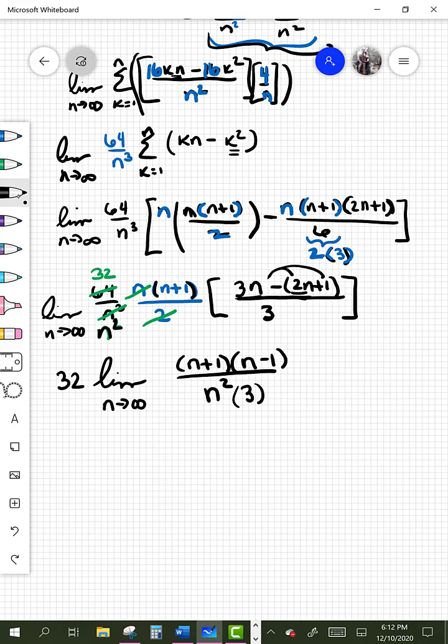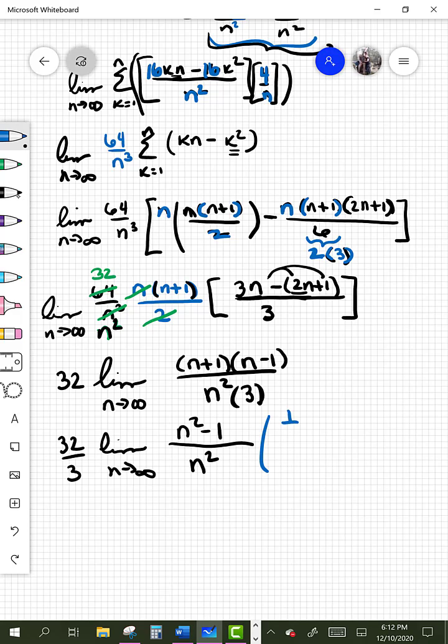I notice I can also pull out this 3 and put it in the denominator, so I have 32 thirds times the limit as n goes to infinity of, and if I distribute this, this is a difference of squares, we get n squared minus 1 all over n squared. If we look at that as n goes to infinity, we'll get infinity over infinity, but we can either use L'Hopital's rule, or let's multiply by a fancy 1 over n squared divided by 1 over n squared.